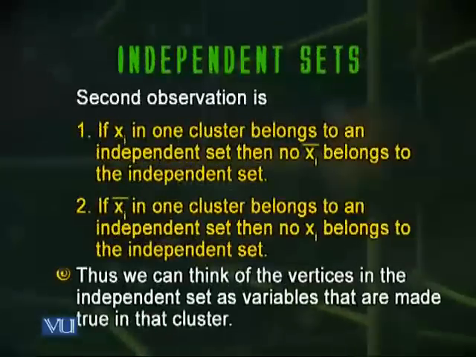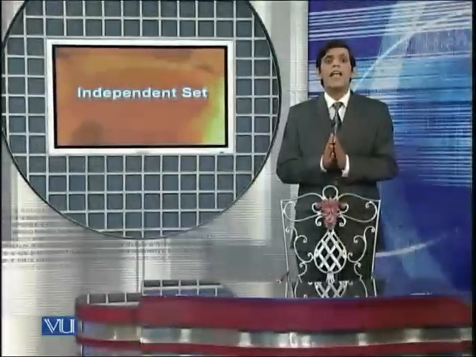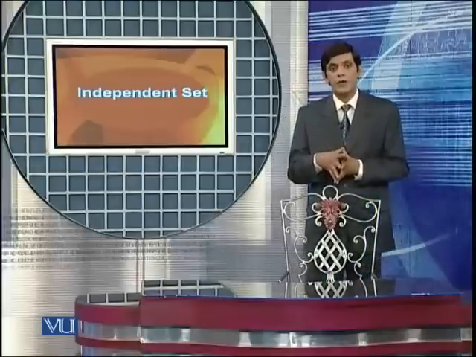So what does this mean? Thus we can think of the vertices in the independent set as an assignment of the variables, or as the set of vertices being set true by an assignment in that cluster. So every independent set in this graph corresponds to an assignment of the variables. All the vertices that are in the independent set are assigned true, and all the vertices that are not in the independent set are assigned false. Let's make that assignment and see what happens.